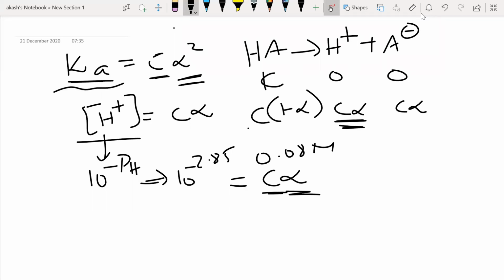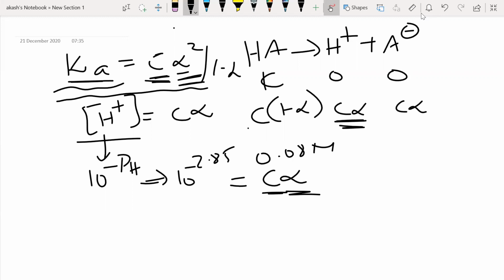Easy. Everybody understood? Or I'll repeat one more time. So pretty simple. This is the simplified equation for Ka. Basically, it will be C alpha squared divided by 1 minus alpha. But even if you want, you can ignore the 1 minus alpha, not a big deal. Now we know the concentration is given as 0.08 M. Alpha value we don't know. We need to find the Ka value.